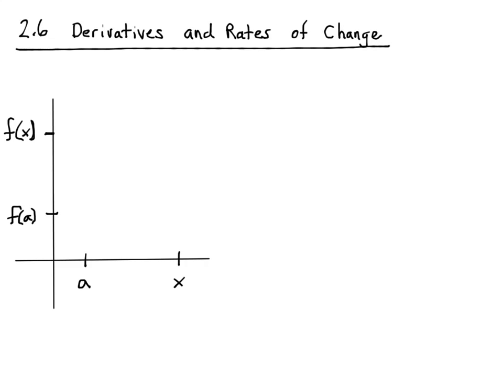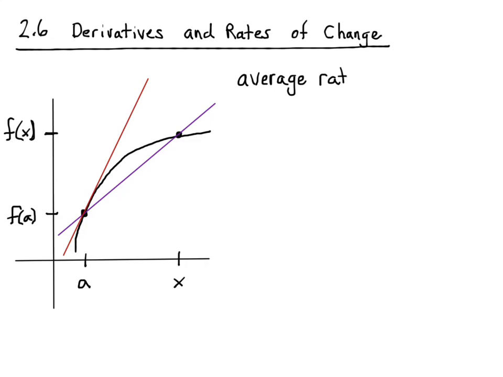And so we'll look at this function, an arbitrary function that goes from a to x, and we can define the average rate of change from a to x as the difference quotient, where you say f at x minus f at a divided by x minus a, and we get the slope of that secant line.